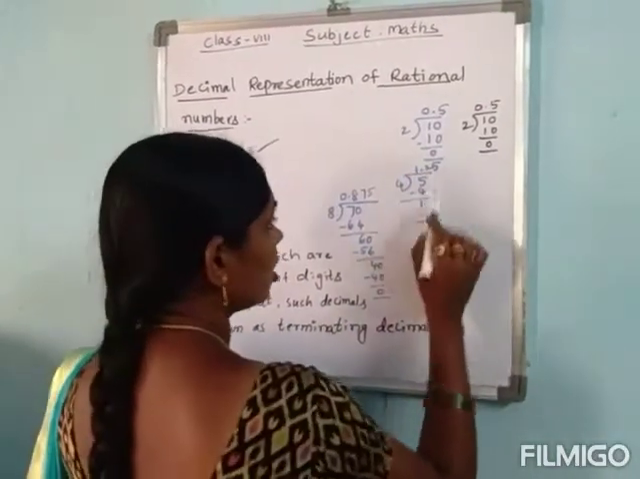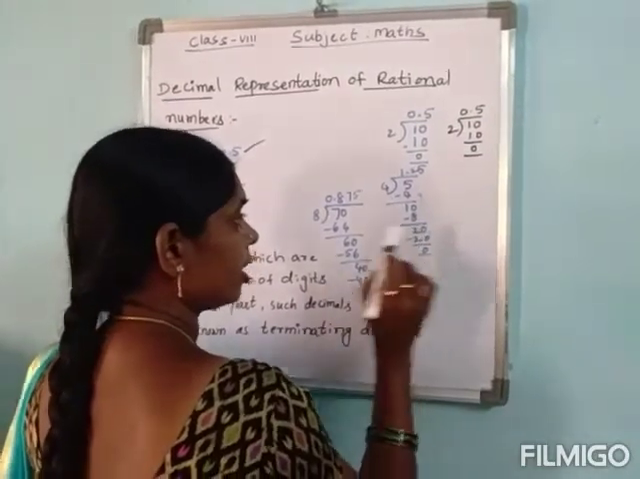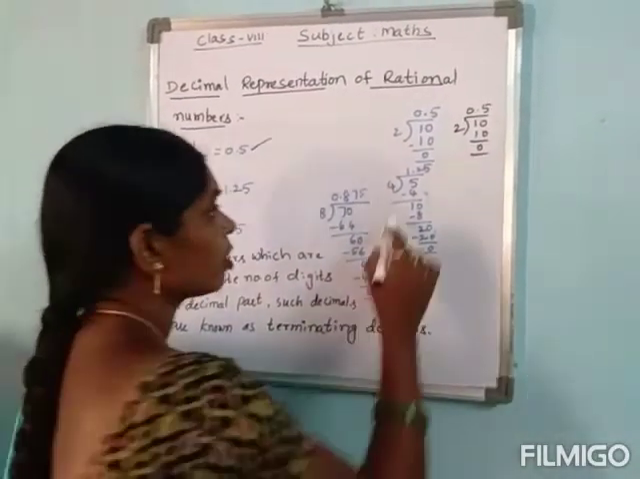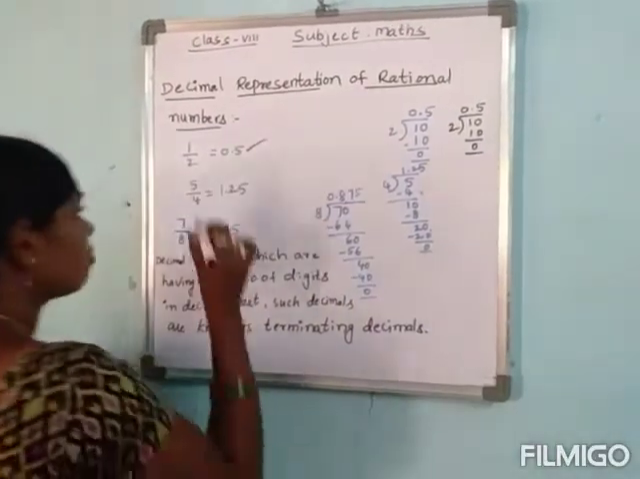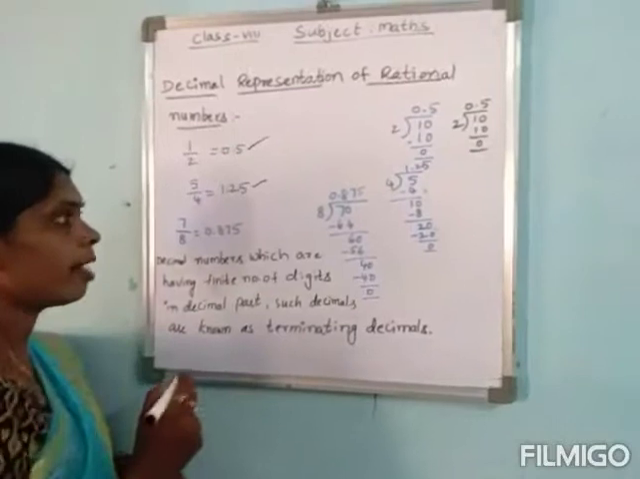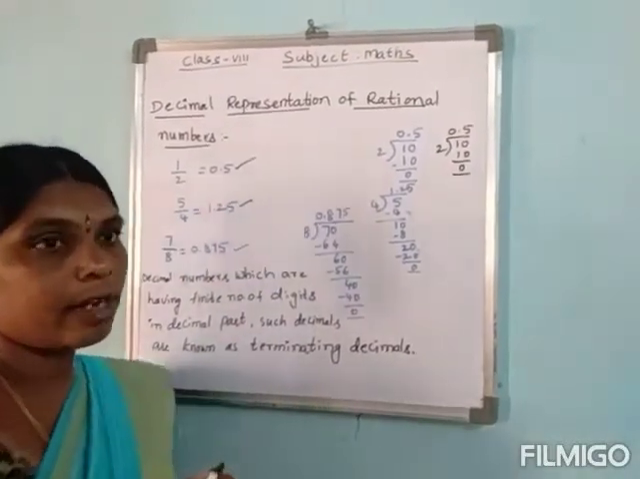So now 4 2s are 8. 10 minus 8 is 2. So again we are taking one more 0 here. So 4 5s are 20. At last we are getting 0. So 5 by 4 is nothing but 1.25. In the same way, 7 by 8 equals 0.875.